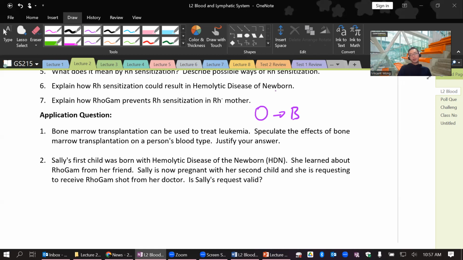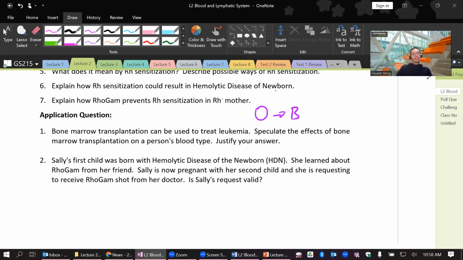I actually had a student when I taught this. She was telling me when she was a kid, she had leukemia. And after bone marrow transplantation, that's exactly what happened to her blood type. It changed. I forgot what it was, but maybe it changed from B to O, like in this case. So that's possible.